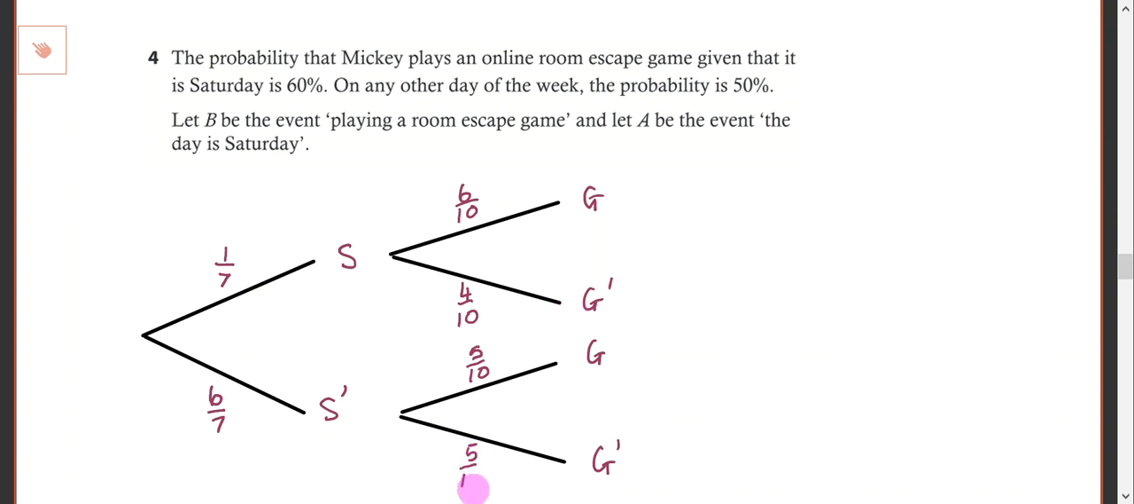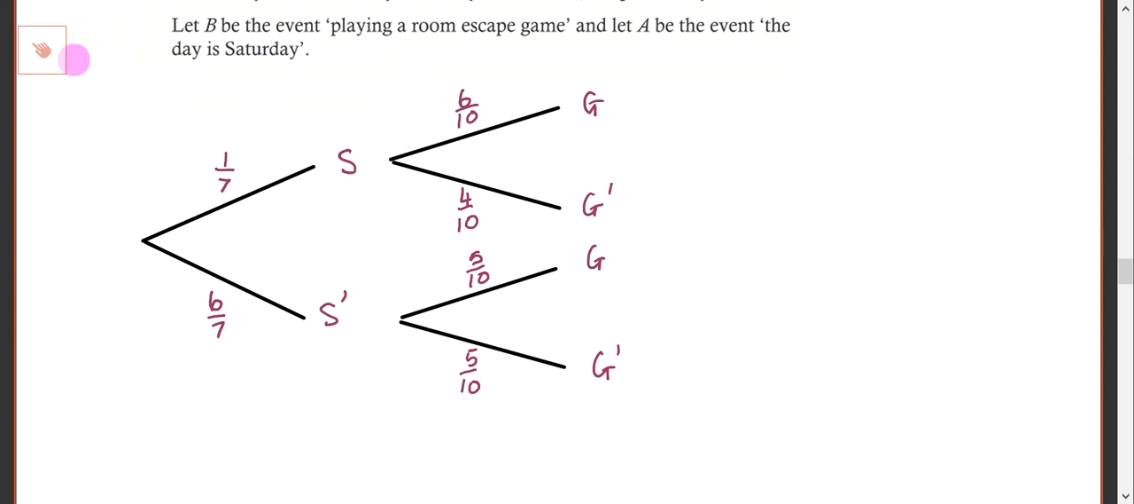And this is 5. Now, we could already make a statement, can't we? Theorem 3. What's theorem 3? So if G given S is different to G given not S, they're not independent, right? So you can already see that this number and this number are different, therefore not independent. So that's theorem 3 done. All right? Nice and easy.